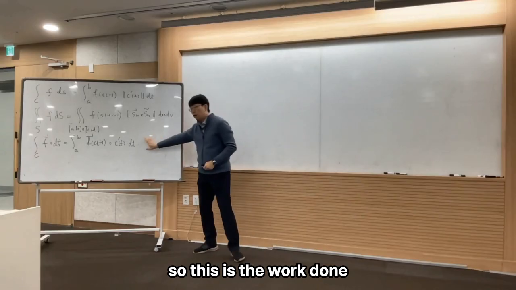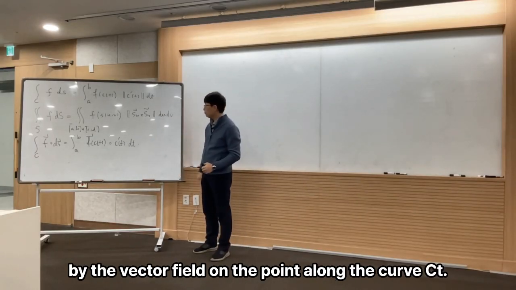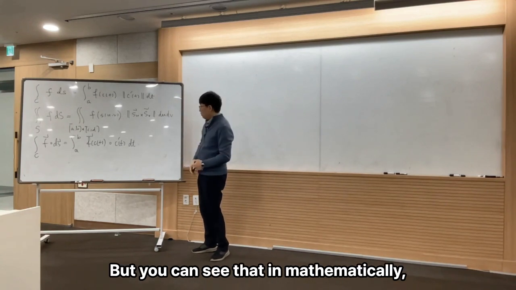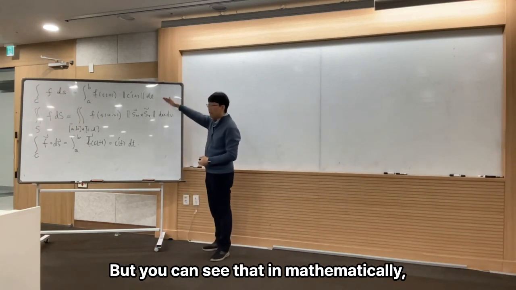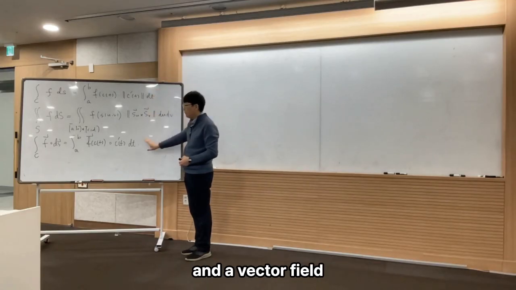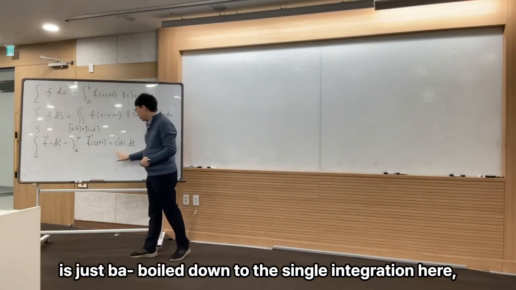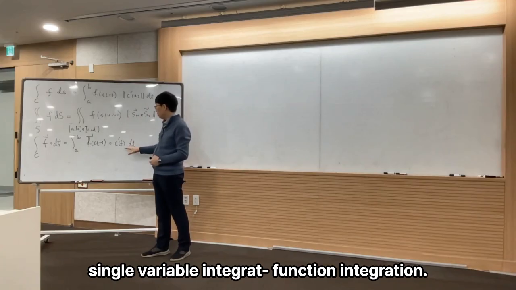So this is the work done by the vector field on the point along the curve c(t). So it's quite a different meaning here. But you can see that mathematically, the line integration of a function and of a vector field is just boiled down to the single integration here, a single variable function integration.